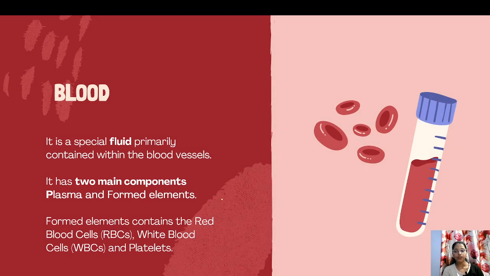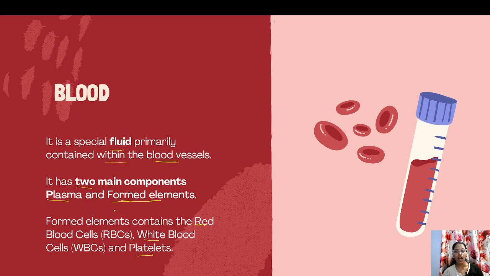Okay, now blood is the fluid connective tissue, the fluid primarily contained within the blood vessels. Blood gets transported to all parts of the body with the help of these blood vessels, right? Now this blood is divided into two components. First is the plasma and second is the formed element. These formed elements contain the red blood cells, white blood cells and platelets. These three components are present in the formed element.